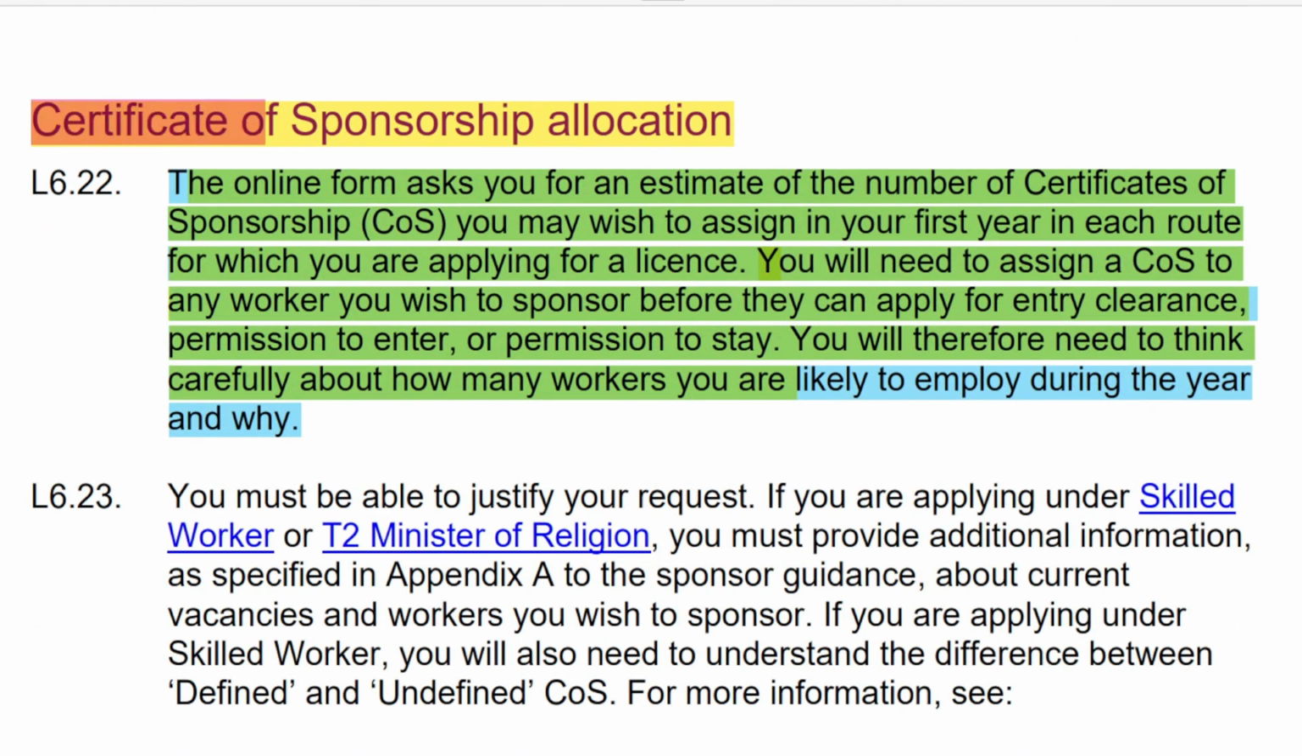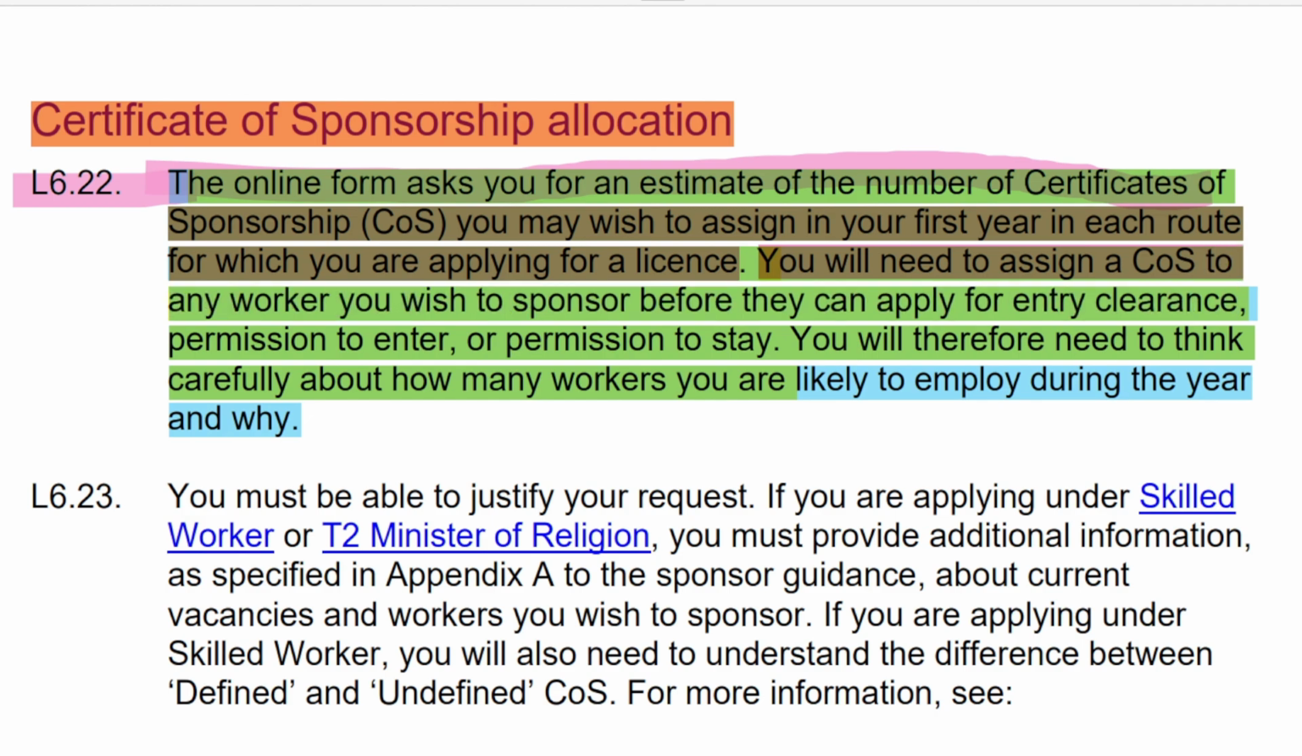Now let's discuss the certificate of sponsorship allocation, which is covered in L622. The online form asks you to estimate the number of certificates of sponsorship you may wish to assign in your first year in each route for which you are applying for a license. So for the first year, you need to mention how many certificates you need. You will need to assign a certificate of sponsorship to any worker you wish to sponsor before they can apply for entry clearance, permission to enter, or permission to stay. You will therefore need to think carefully about how many workers you are likely to employ, and why.